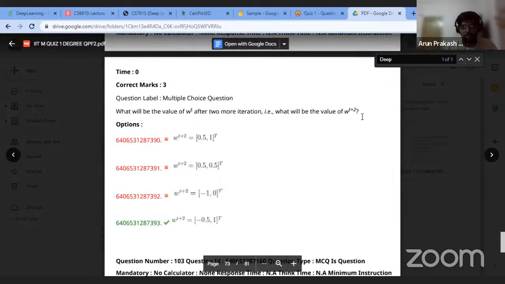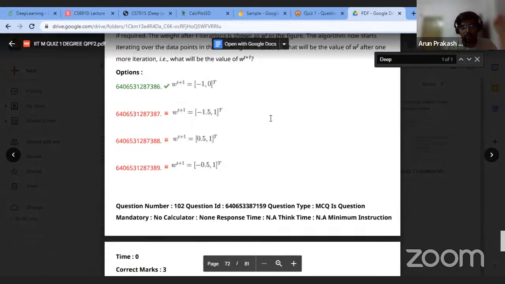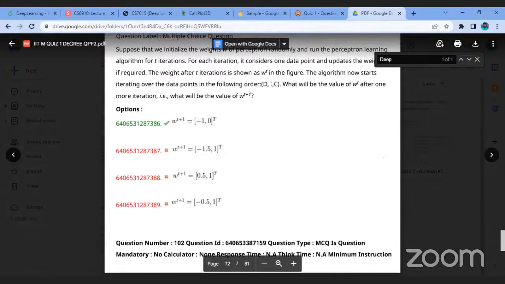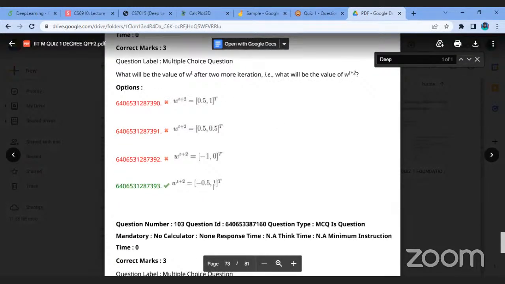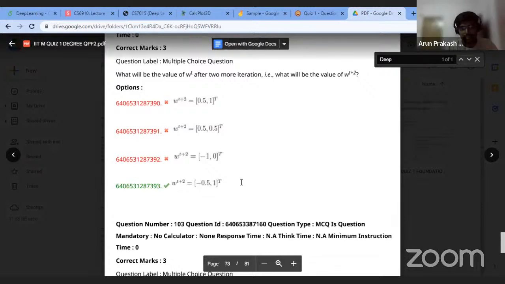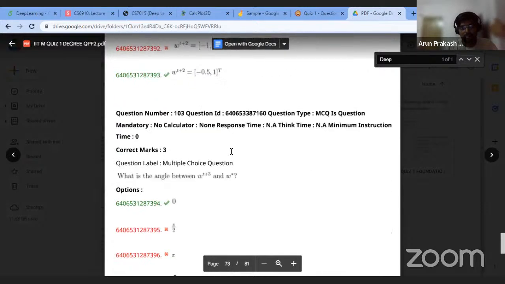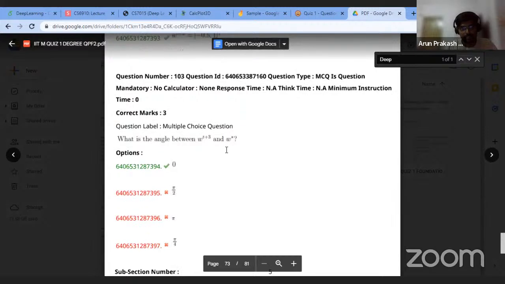Then the question follows. Then we are asking you for WT plus 2. Now you have to choose the point E. You should not start with D. Then you do the same computation, and it seems that it misclassifies, and then you make an update. Then it turns out to be minus 0.5 comma 1. And then with the updated weight, you do the same step for WT plus 3.